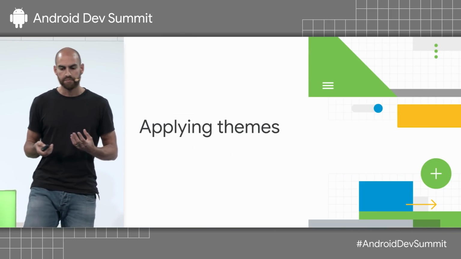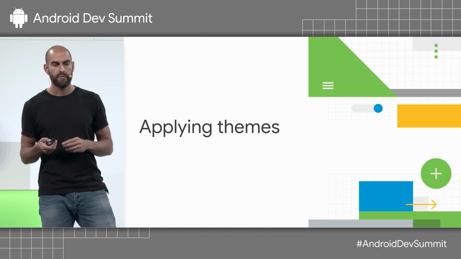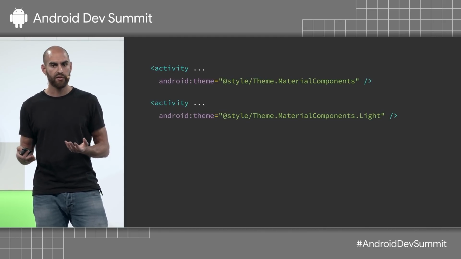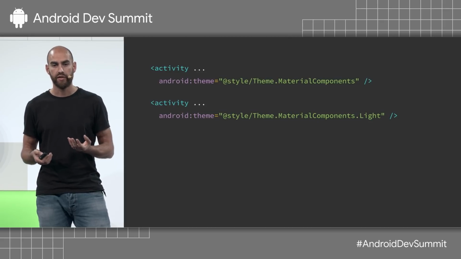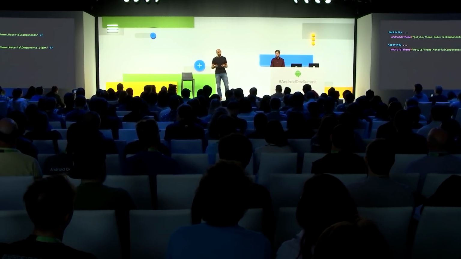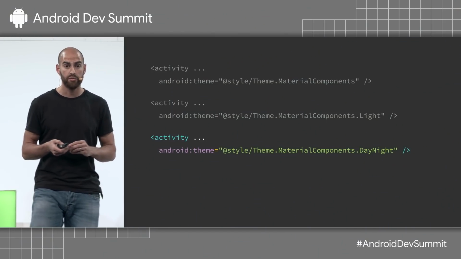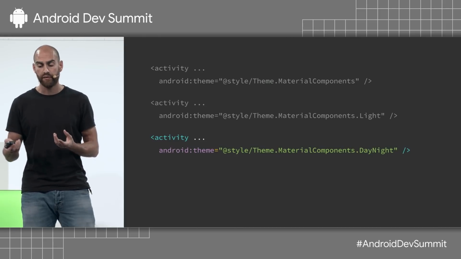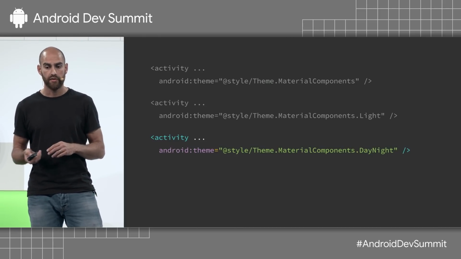So we talked about the importance of having these semantic pointers, but how might your theme vary? Hopefully everyone's familiar that you can set a theme directly on an activity. So in this example, two activities are using material components, which is a dark theme and then a light variant. Or perhaps you're using night mode, like Alan mentioned before, and also talked about in the Cost of a Pixel talk earlier today. So this is a theme which will change between dark and light depending on the time of day.